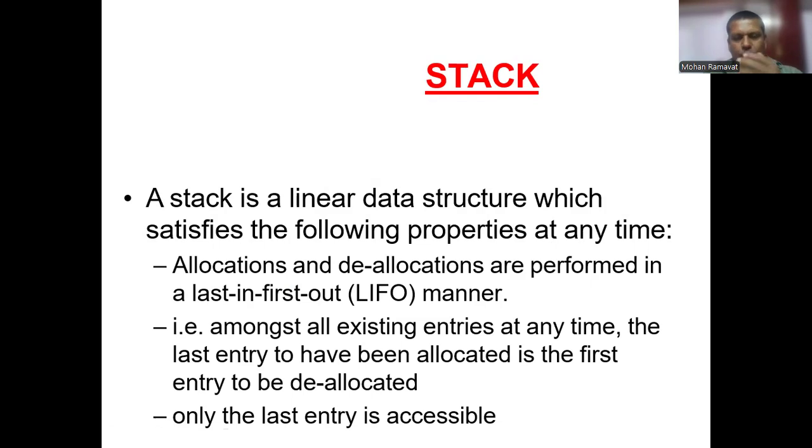Let me show the diagram in the next slide. But meanwhile, there is certain information here. A stack, as we already know, is a linear data structure which satisfies the following properties at any time. Here we have to know the characteristics or features of the stack. The beauty of a stack is that we allocate and deallocate, that means we insert the elements or remove the elements from the top of the stack, that is, from the same end or one end. That phenomenon is called last in first out. So what is last in first out?